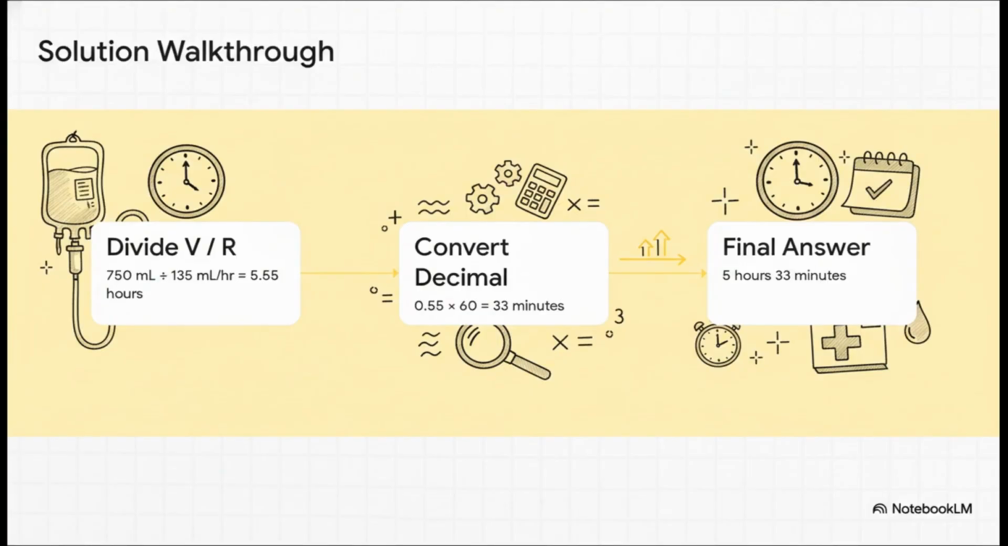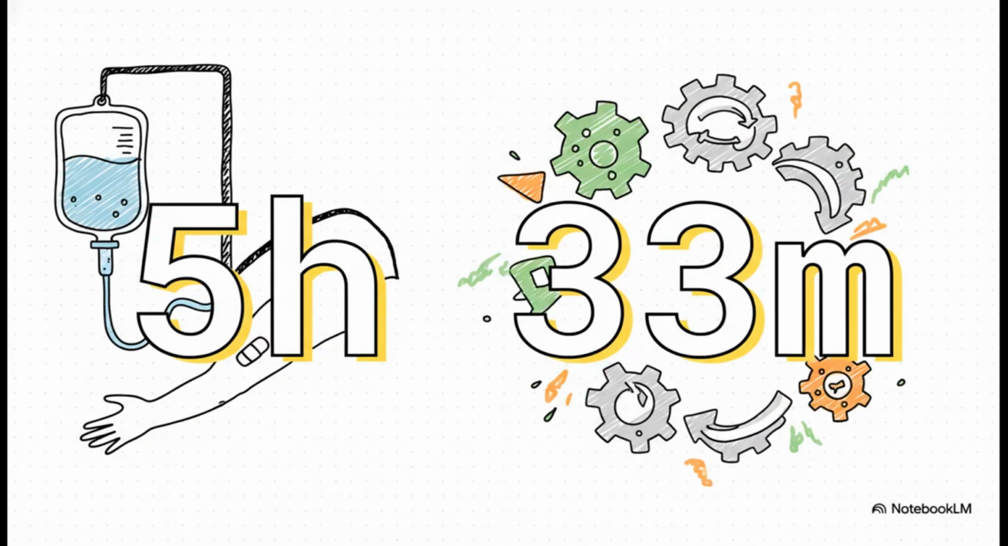All right, let's walk through it. First up, 750 divided by 135 gets us 5.55 hours. Then we take that decimal part, the 0.55, and we multiply it by 60 to figure out the minutes. And that gives us 33. Put them together, and you've got your final answer. Boom, 5 hours and 33 minutes.